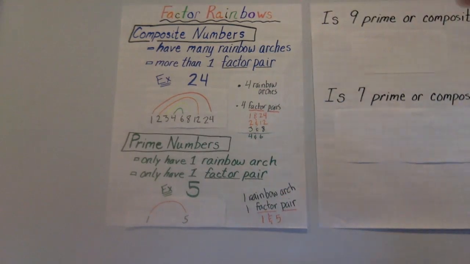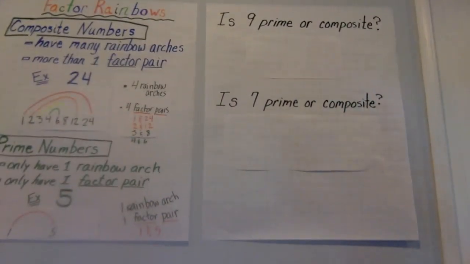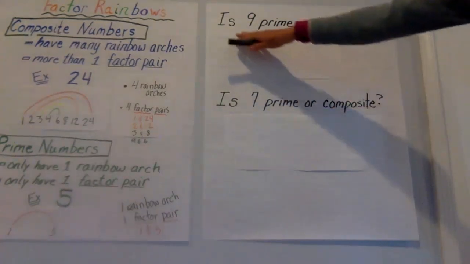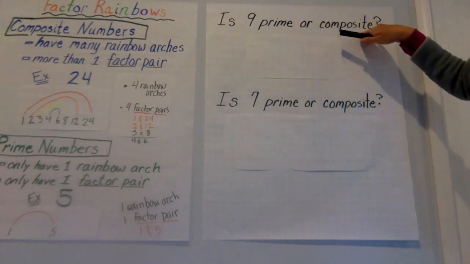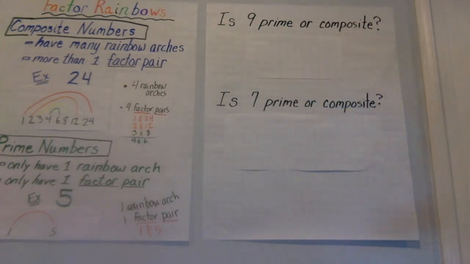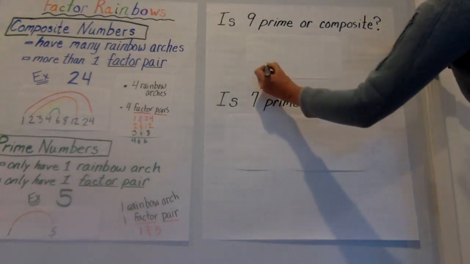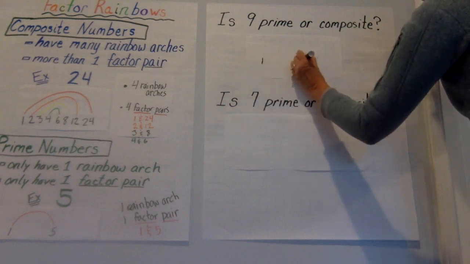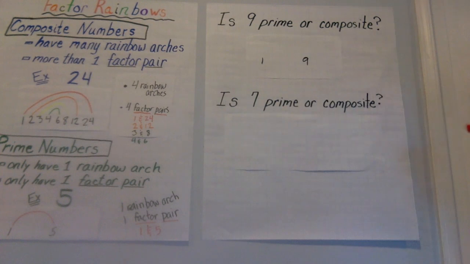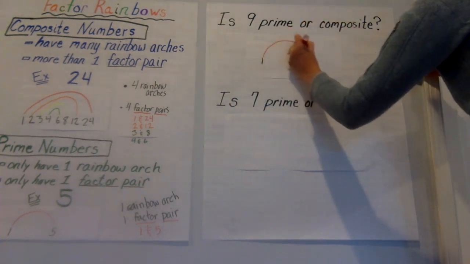Okay. So now let's do a few more examples. You might want to stop the video and try to figure these out. The first problem: is 9 prime or composite? Factors start with 1, so I'm going to start with 1. I know that 1 times 9 is equal to 9, so I know that's one rainbow arch.